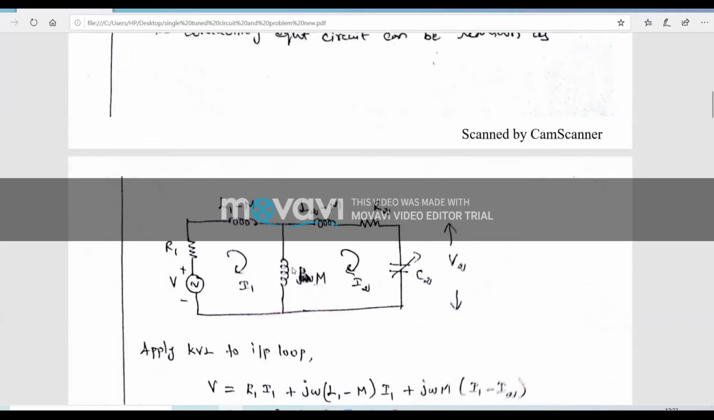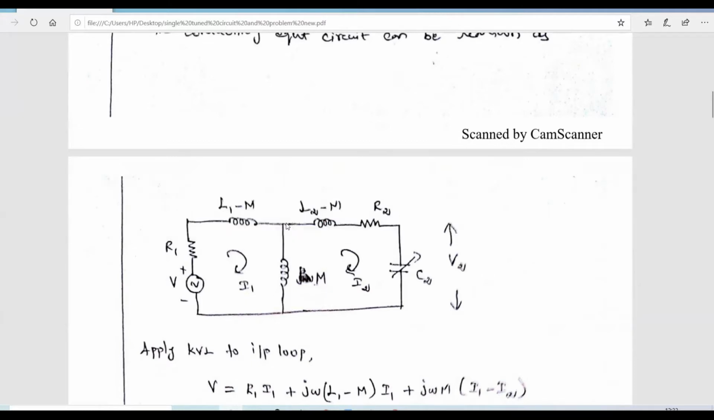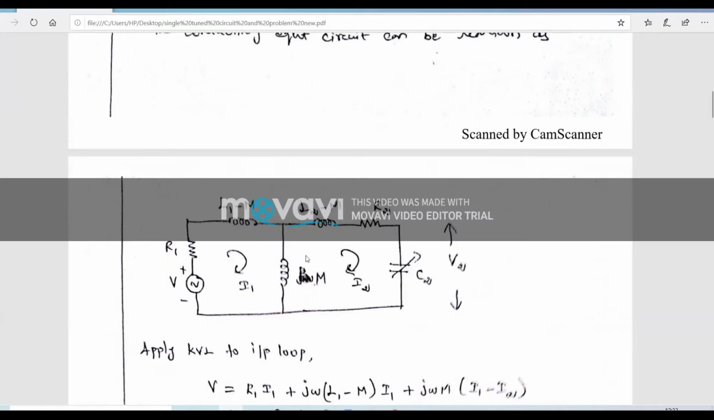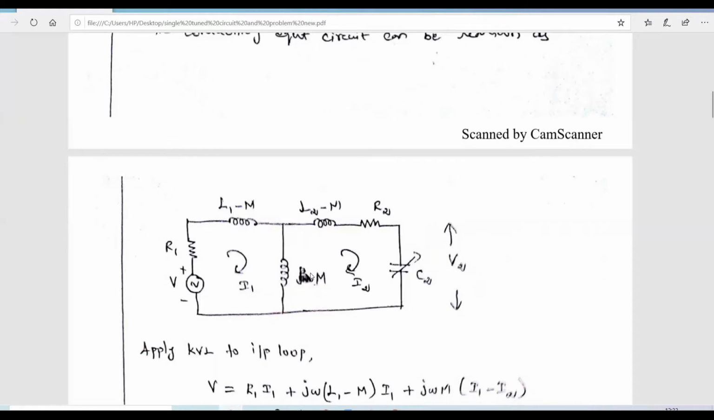In the secondary side, L2 minus M with the resistance R2, and in between the two loops we have to connect the mutual inductance M. In the output side, we use one capacitor C2. These two circuits are connected. So in the primary side L1 minus M, in the secondary side L2 minus M, and in between the two loops the mutual inductance M. This is the case.